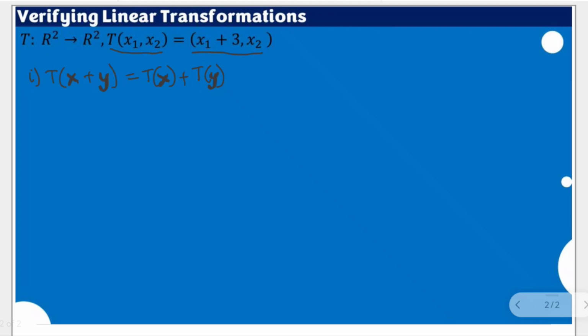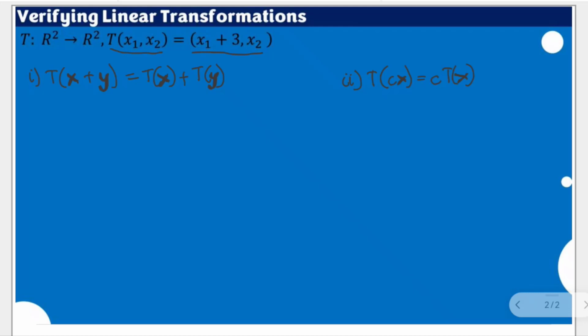That's the first condition. As for the second condition, if we take the transformation of a multiple of a vector with scalar c, this is just equal to the same scalar c times the transformation of the same vector. So if these two conditions are met, then we can say that the given is a linear transformation. If one or both do not hold, then definitely this is not a linear transformation.